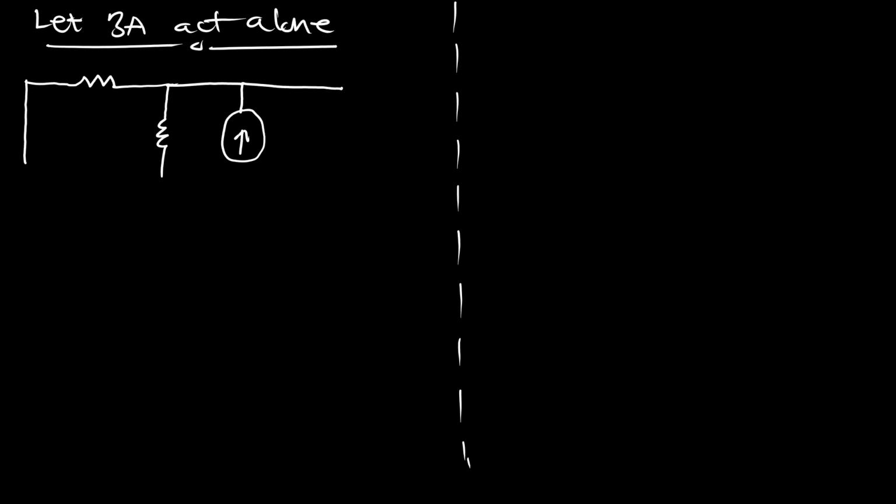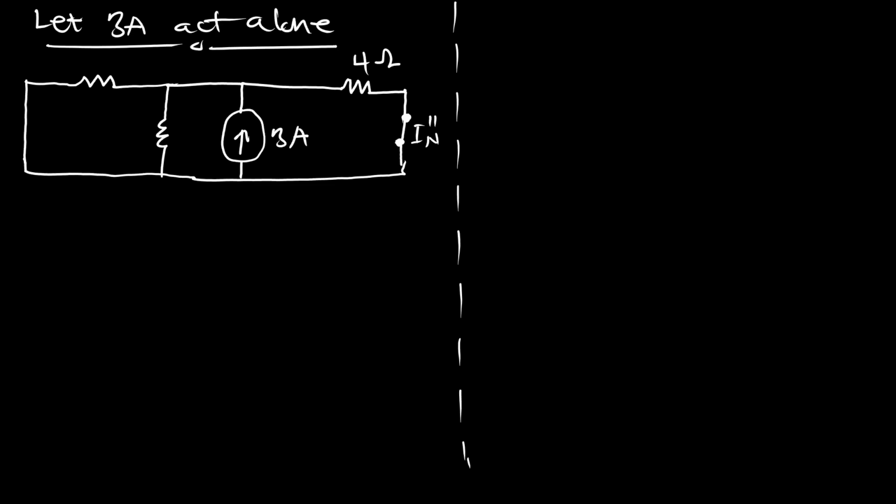And we have our 4 ohm here, and this will be for the terminal where we want to calculate the IN. This will be for the second time, IN prime. So we will work with that. So this is our 4 ohms. This is still our 3 amperes. This is 20 ohm. And this is our 5 ohms.